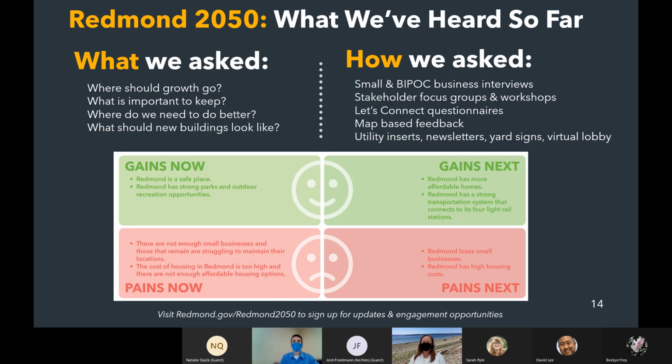And what we've heard, a sampling of what we've heard, is that people love that Redmond is safe and has strong parks and outdoor recreation opportunities. Community members in the future want Redmond to have more affordable housing and a strong transportation system that connects to the light rail stations that are under construction now. On the other hand, community members told us that there are not enough small businesses, and those that are here are struggling to maintain their locations. And they also are worried about the cost of housing in the future, that it could remain too high, and that Redmond could lose small businesses in the future as well. Can we go to the next slide?